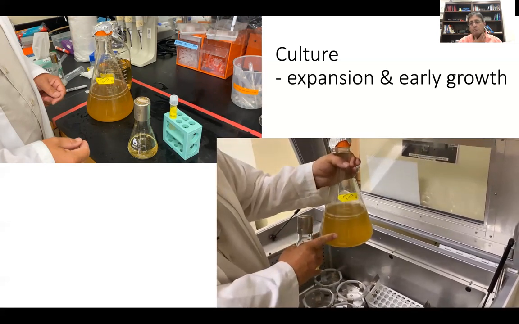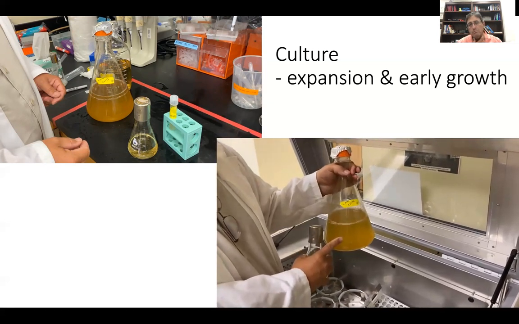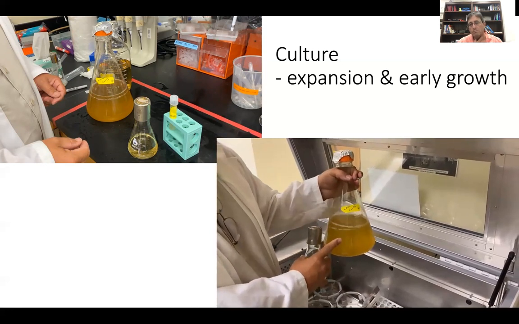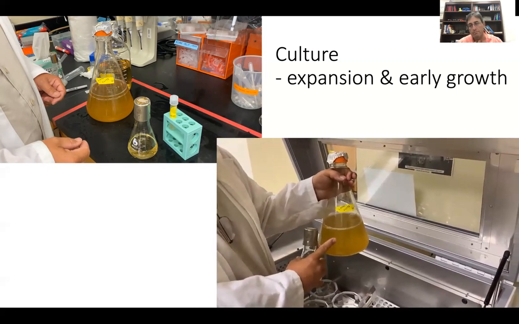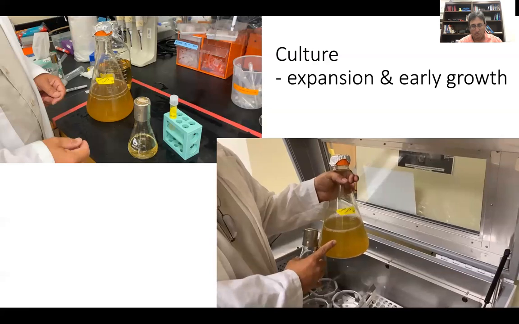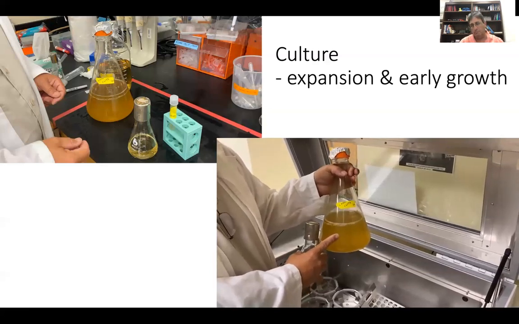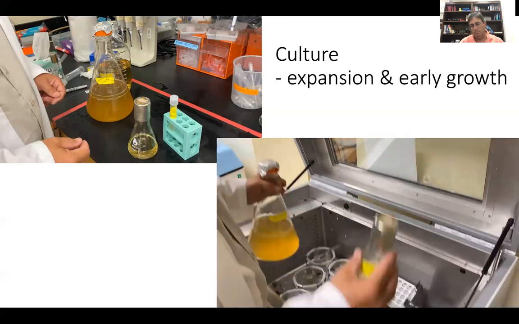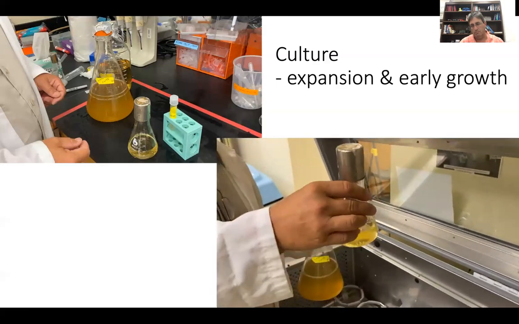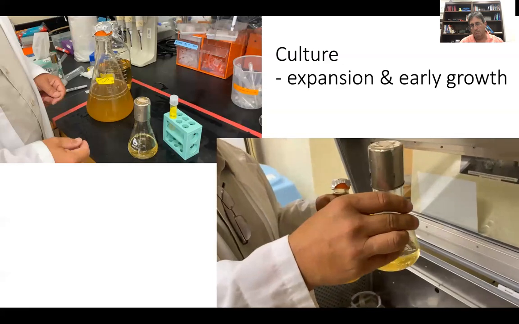This one's already fairly dense because we seeded with a large inoculant. So this won't have to culture for very long until it hits an optical density of about 0.6. This is probably looking at about a 0.4, 0.5 right now. This one's got a little bit longer to go. And again, it's just got to grow enough to catch up.